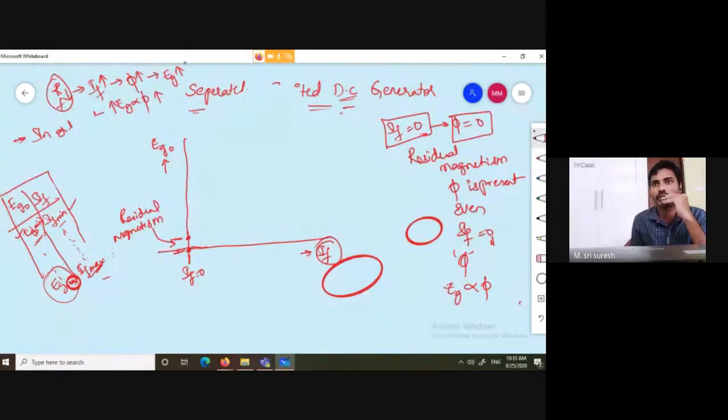By closing the DPDT switch in the diagram, you can see the last diagram, what happens? Current will be passing; field current will be passing into the circuit through the potential divider. When the resistance is maximum, the field current value is minimum. So at starting we are getting the field current as minimum.